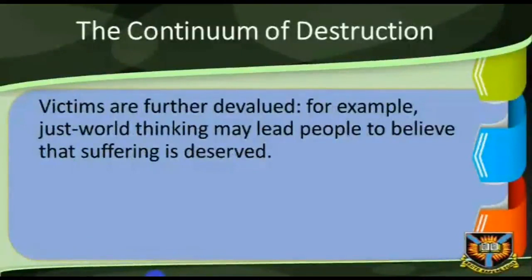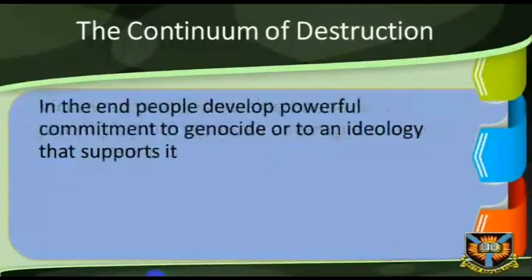Victims are further devalued. For example, just world thinking may lead people to believe that suffering is deserved. Perpetrators change and become more able and willing to act against victims. In the end, people develop powerful commitment to genocide or to an ideology that supports it. Staub argues that the necessary societal preconditions, which he calls ideologies of antagonism, are the outcomes of a long history of hostility and mutual violence.